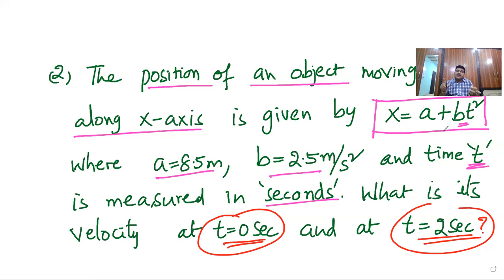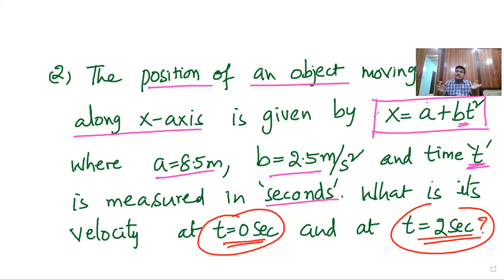Dimensional homogeneity is maintained by this equation. A is in meters, B into t square term is also in meters. So meters plus meters, the entire right hand side is meters. Left hand side x is meters. It is a displacement versus time equation that is provided.